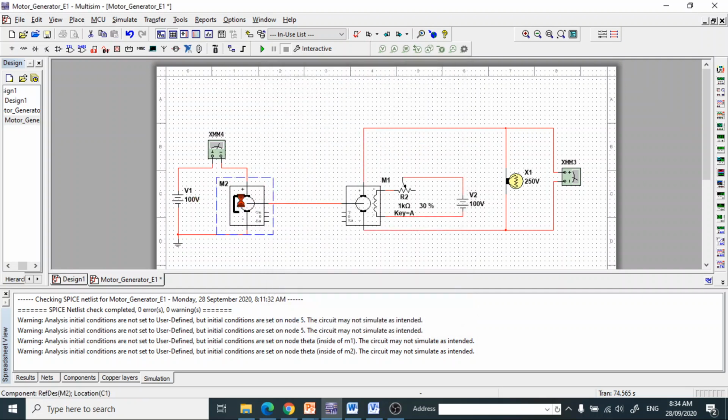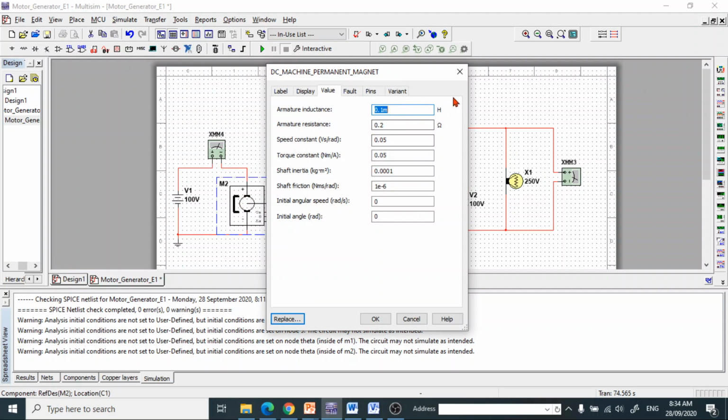Okay, so for the DC motor, kindly follow the given specs: armature inductance 0.1, armature resistance 0.2, speed constant, torque constant, and so on. You change the parameters of the permanent magnet motor before doing the simulation. Click OK.